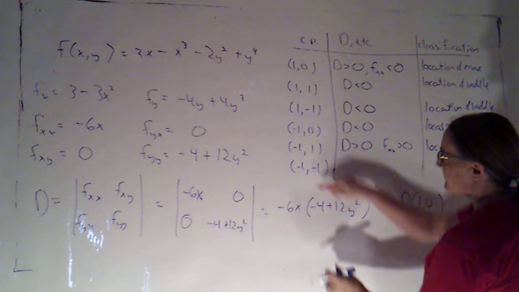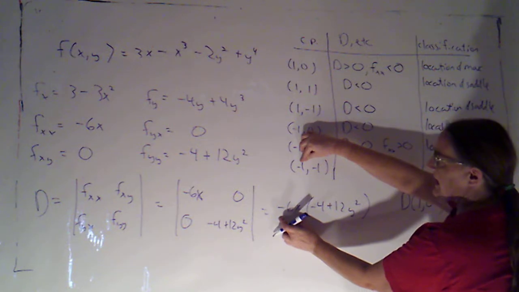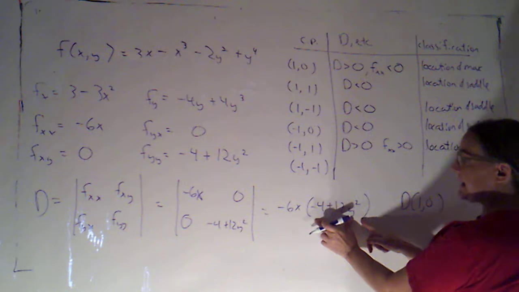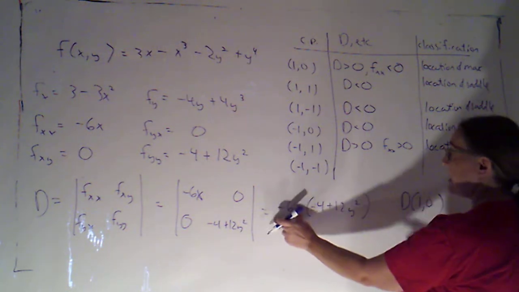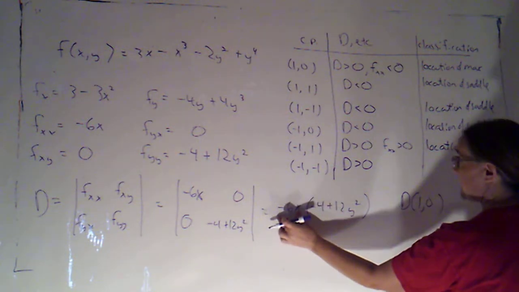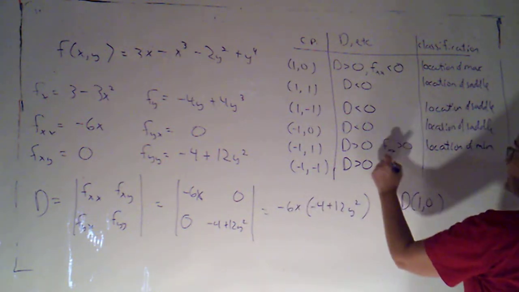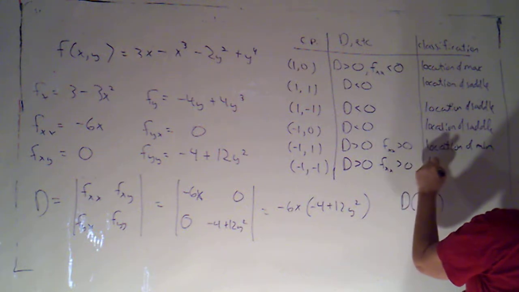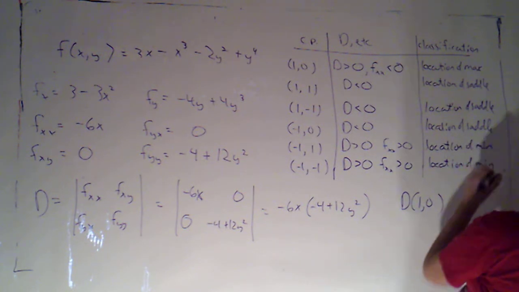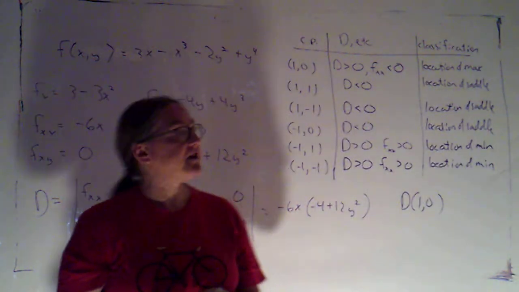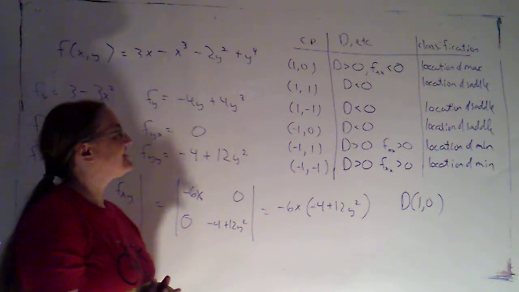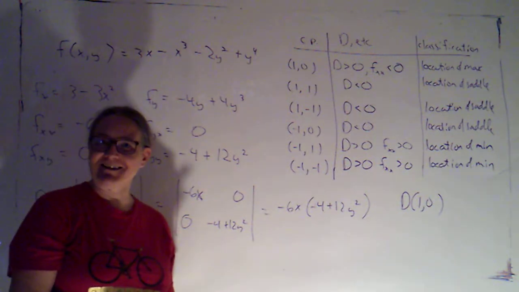And our last point. When I plug in negative 1 for x, I get positive 6. When I plug in negative 1 here, I get positive 8. A positive times a positive is positive, so D is bigger than 0. Again, f sub xx is still 6, so it's still positive, so this is also the location of a min. So it looks like we have 2 that are locations of a min, 1 is the location of a max, and 3 are locations of saddles. Pretty cool test. I like it.